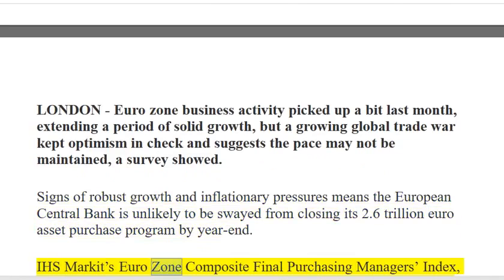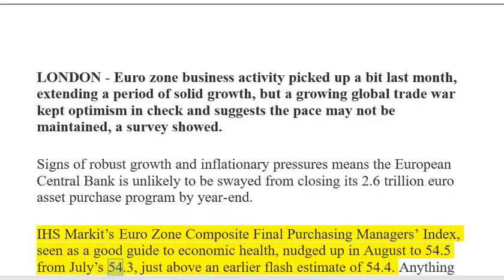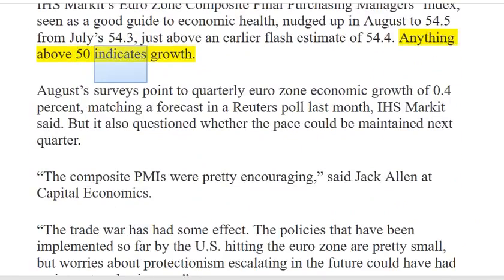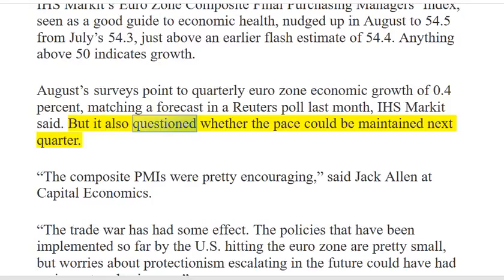IHS Markit's Eurozone Composite Final Purchasing Managers Index, seen as a good guide to economic health, nudged up in August to 54.5 from July's 54.3, just above an earlier flash estimate of 54.4. Anything above 50 indicates growth. August's surveys point to quarterly Eurozone economic growth of 0.4%, matching a forecast in Reuters' poll last month, IHS Markit said. But it also questioned whether the pace could be maintained next quarter.